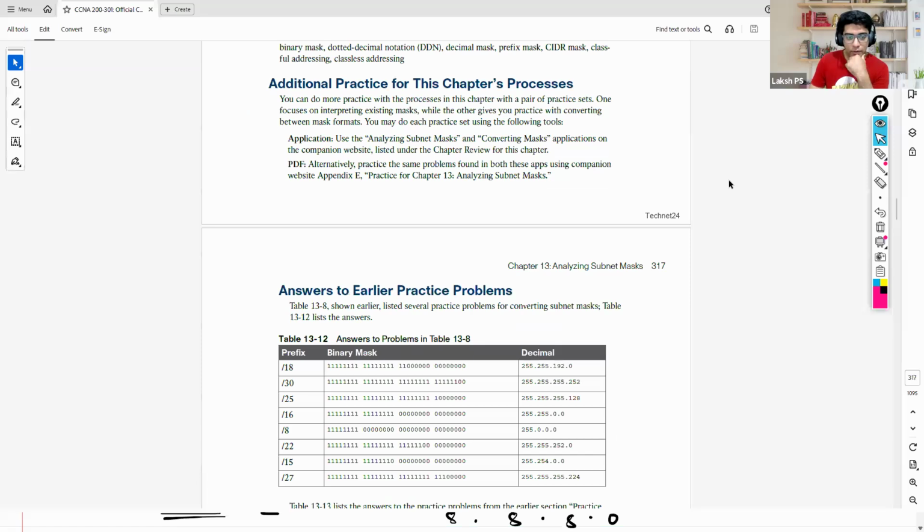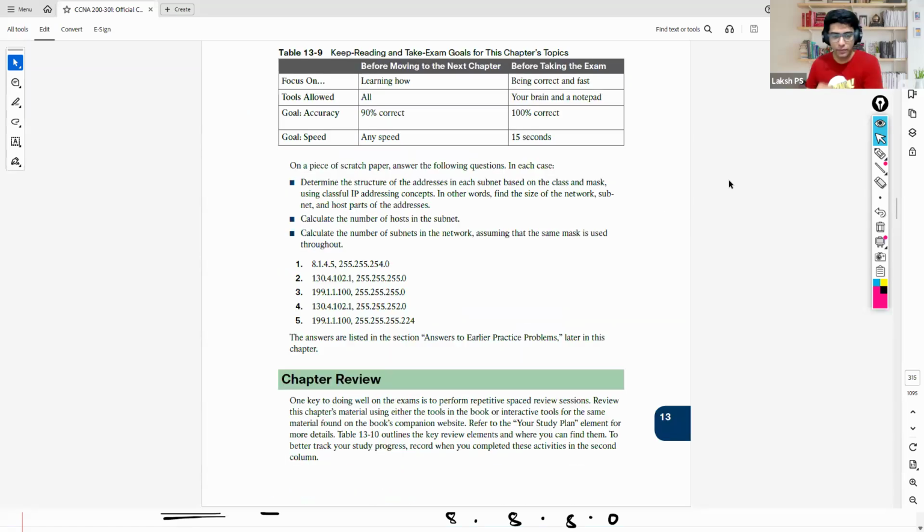Okay, we have problems as well. So we calculated for this one in the example. Okay, let us try to calculate for the second one.